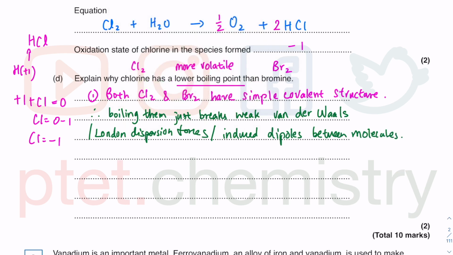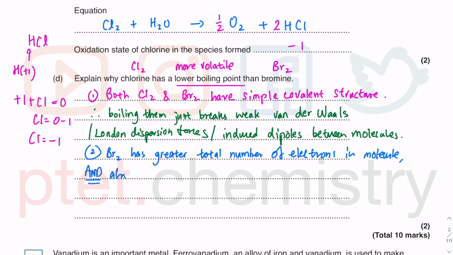Really what we are trying to do here is think about the strength of van der Waals. So down group 17, we know that Br2 has a greater total number of electrons in the molecule. That is the first thing that's going to result in stronger van der Waals. And also, we talk about surface area. The Br2 molecule has greater surface area than the Cl2 molecule.